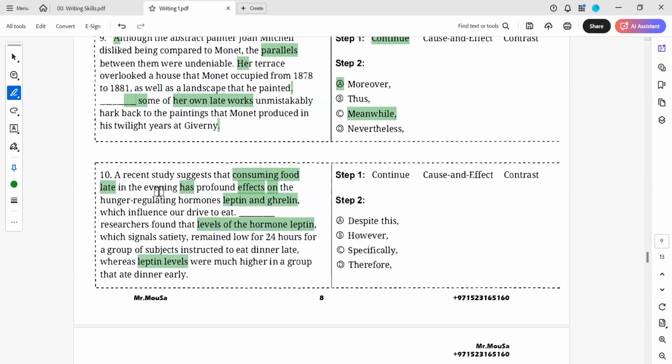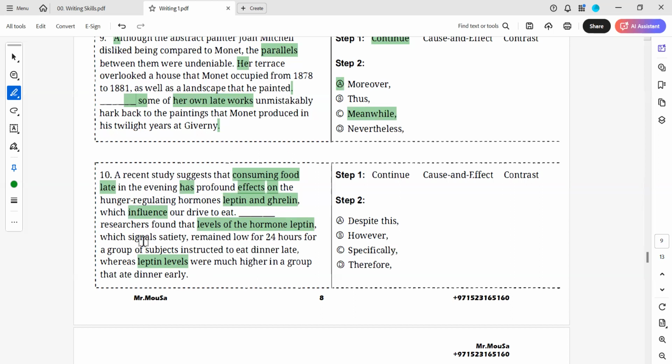The first sentence, they said that they are addressing a study suggests that consuming food late in the evening has profound effects on hunger-regulating hormones, leptin and ghrelin, which influence our drive to eat.